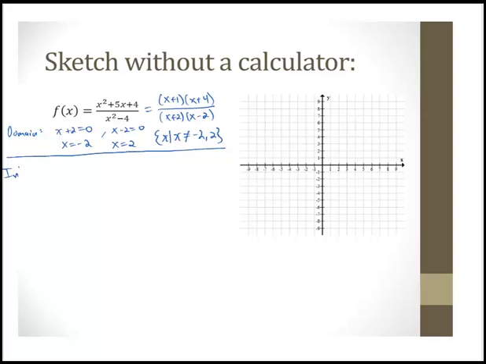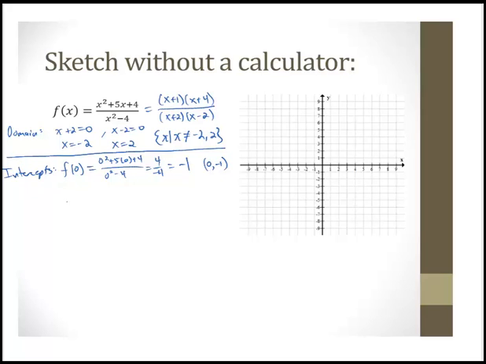Intercepts. F of 0 would be 0 squared plus 5 times 0 plus 4 over 0 squared minus 4. So that would be 4 over negative 4. That would be negative 1. So I have a y-intercept of 0, negative 1.